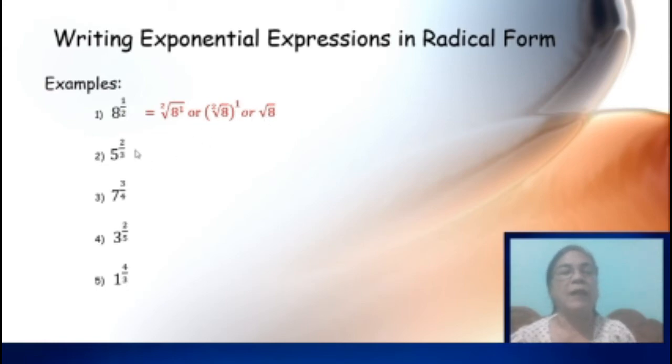Okay, now let's have example number 2. 5 raised to 2/3. So 5 here turned out to be the radicand. The 2 here, which is the numerator, turned out to be the exponent. And 3, the denominator, turns out to be the index. So, you read this as cube root of 5 raised to the second power.